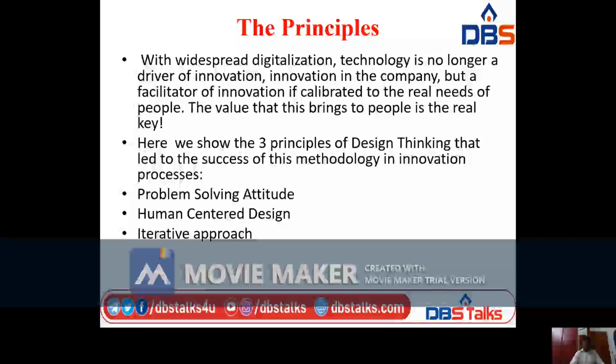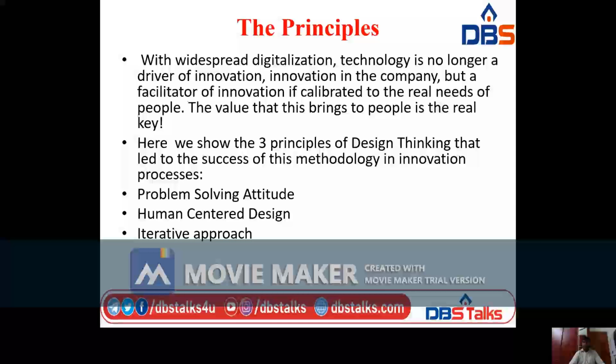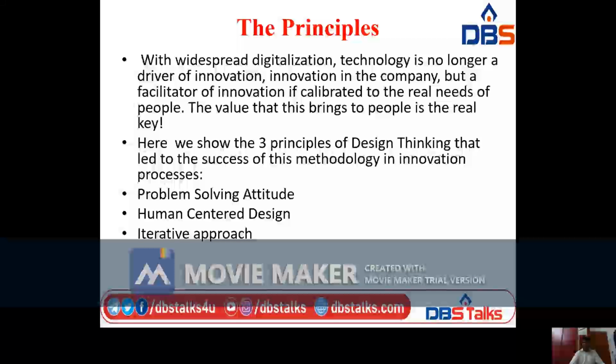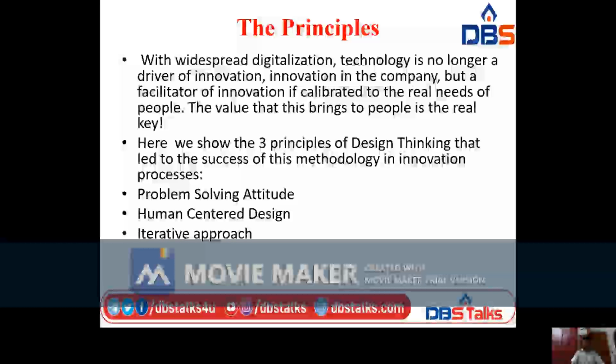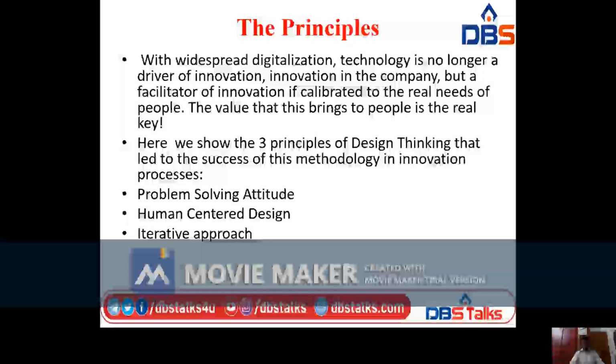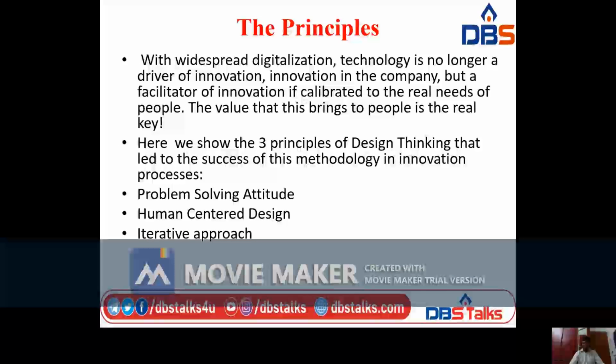Problem solving attitude: a user or customer must need the problem solving attitude. Human-centered means it is purely based on the human, not on the machine. Now coming to the iterative approach, it should be iterative. Everything you perform better, you should use some iteration. First phase, second phase or third phase, some set of iterations are required to perform things in a better way.